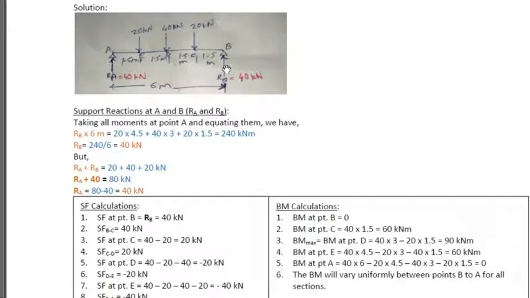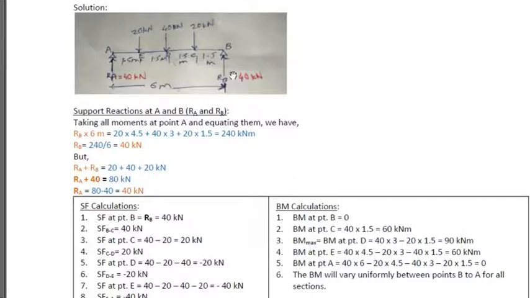Then this SF continues for this full section because it is a point load. So for this full section, SF for section BC is going to be the same as this SF, that is 40 kilonewton. Then SF at point C is now the SF because of RB and the SF because of the 20 kilonewton force.